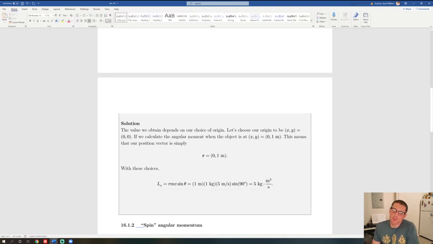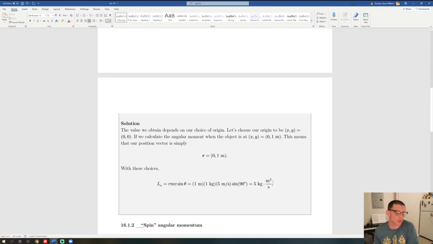But notice that if we had chosen a different origin, we wouldn't obtain this same numerical value. If we had chosen our origin to be the point 0, -1, where x is 0 and y is -1, then we would get double this value, because our r vector would then have a magnitude of 2 meters. And so the point is that it's very important to choose your origin.